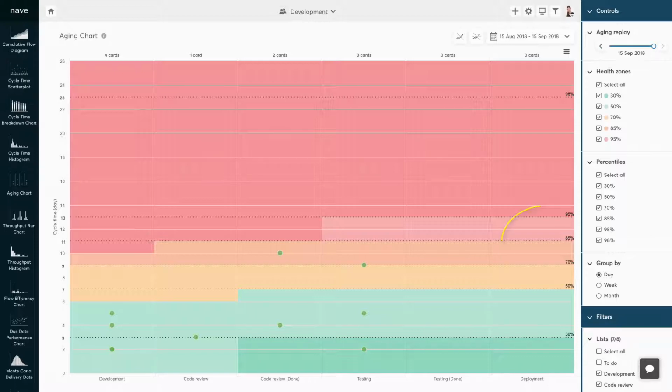We already talked about the lines stretching across the graph. They are called percentile lines. Both the percentiles and the health zones represent the exact same thing. The only difference is that the percentiles show you how much time your previous items spent in the workflow overall, while the health zones show the exact same information split by process state. That is why the percentile lines always line up to where the health zones end.